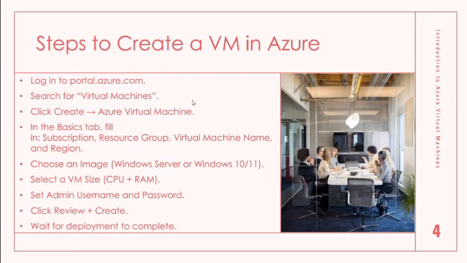So, steps to create a VM in Azure. To create a VM in Azure, we'll have to log into portal.azure.com to do that. Then you search for virtual machines. You click on create, although I'll be showing us the practical. You click on create Azure virtual machine.